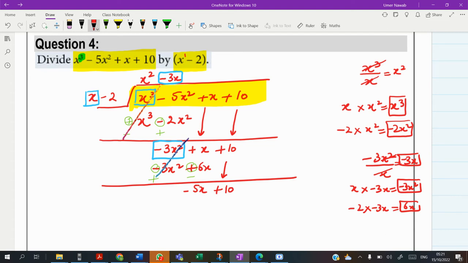Now I'm going to repeat the process a third time. This is minus 5x and outside we have x. I'm writing minus 5x divided by x. x cancels with x and it leaves you behind minus 5. Writing here minus 5. Can you multiply now x with negative 5?